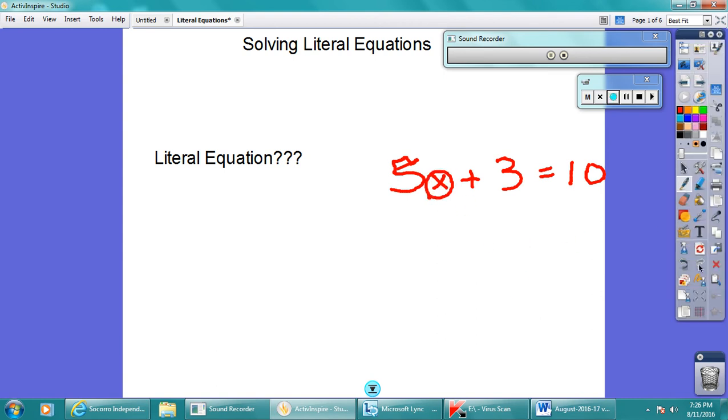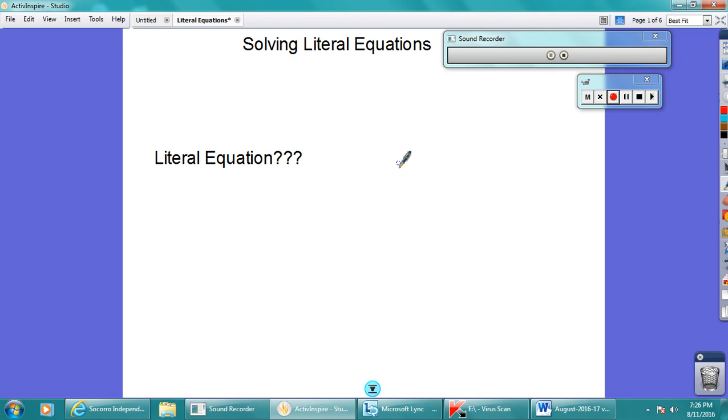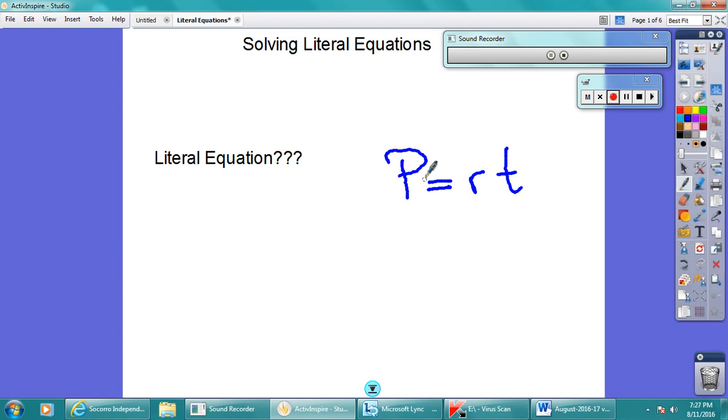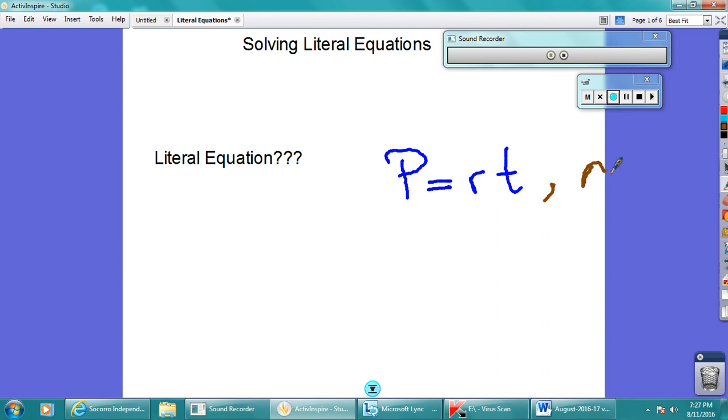Now, a literal equation, instead of having numbers, we're going to have a lot of variables. For instance, P equals RT. There's no numbers there, it's just variables. It's a literal equation. So, it'll tell you which one they want you to solve for. For instance, we have to solve for R. So a literal equation means letters. There will also be numbers in there as well, but there's going to be more letters.